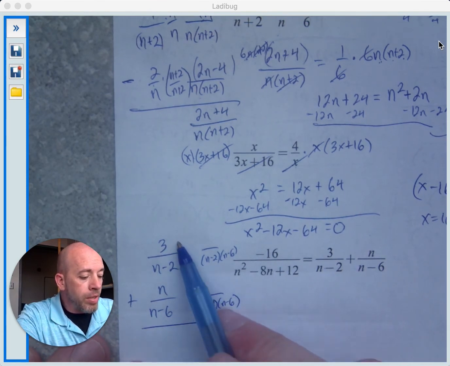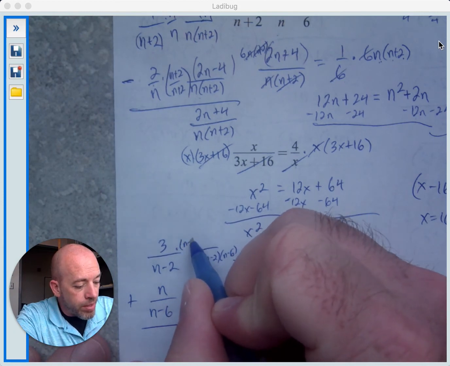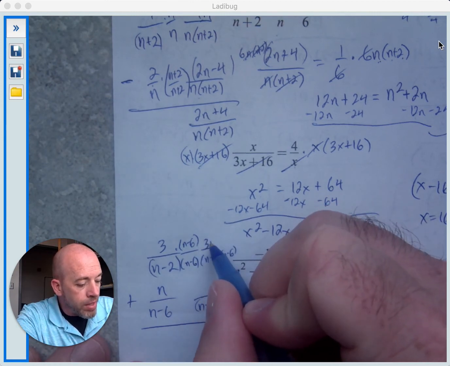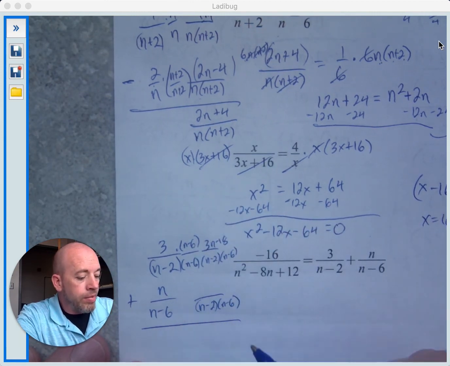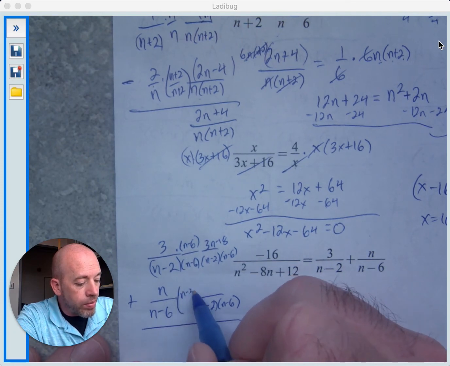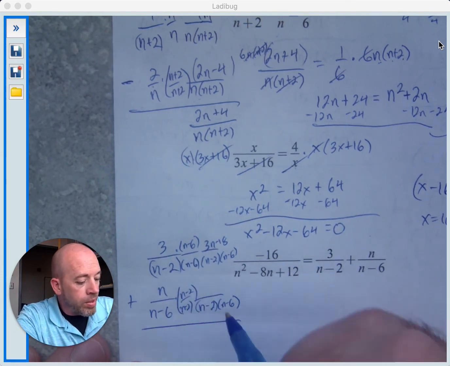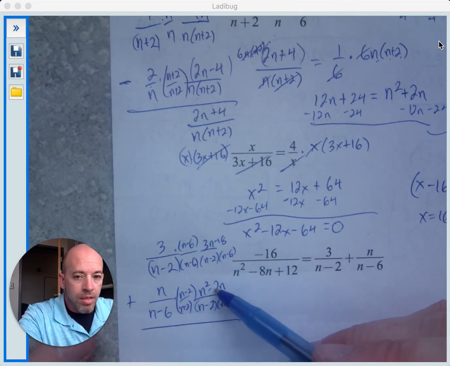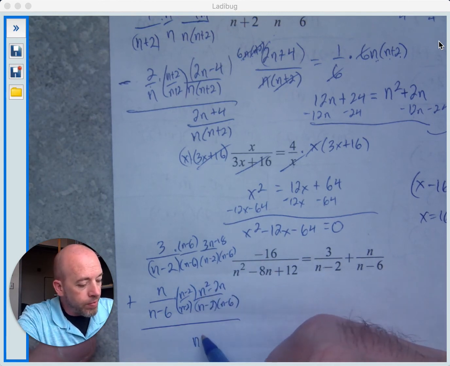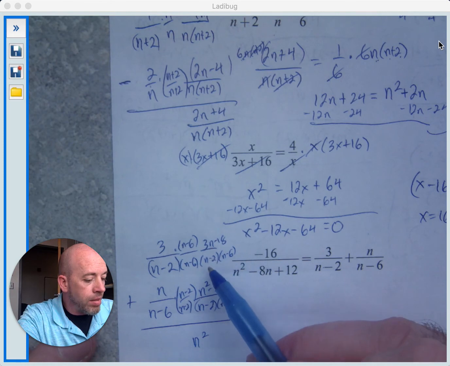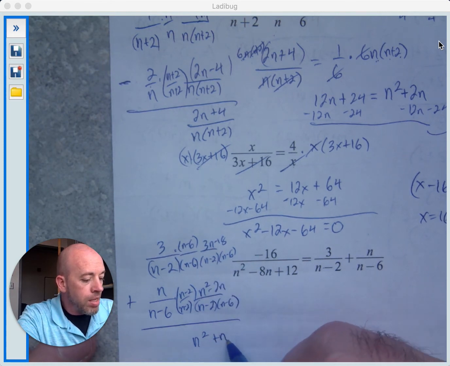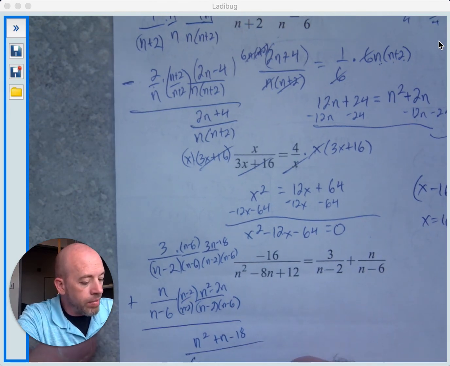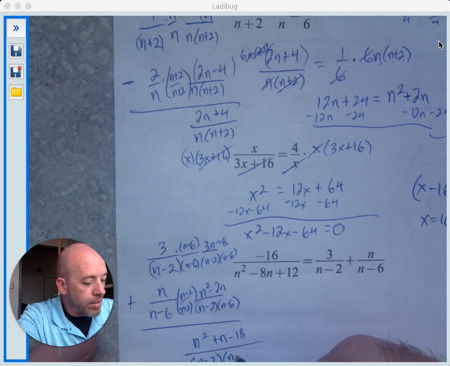To get that, we need to multiply this one by n minus 6 on both top and bottom. So we distribute, we get 3n minus 18 here, right? Here, we have to multiply both top and bottom by n minus 2. Distribute, we get n squared minus 2n. We're adding these together now, right? So we have an n squared, I'm going to put that down here. We have 3n minus 2n, which is just plus n. And we have a minus 18. And that's over n minus 2 times n minus 6.